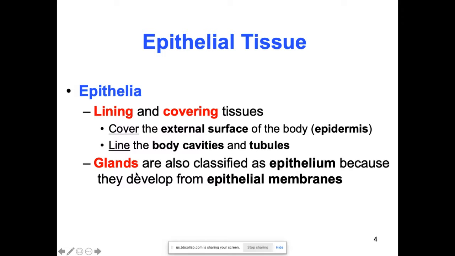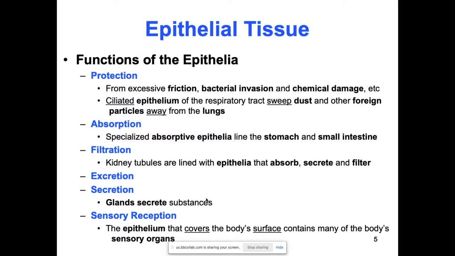And so are glands. Glands are a specialized type of epithelium, whether we are talking about a sweat gland, which is called a sudoriferous gland, an oil gland, which is a sebaceous gland, or the breast gland, like the mammary gland for milk production. Those are all epithelium. And there's a variety of functions of epithelium. Some protection, some absorption, filtration, excretion.